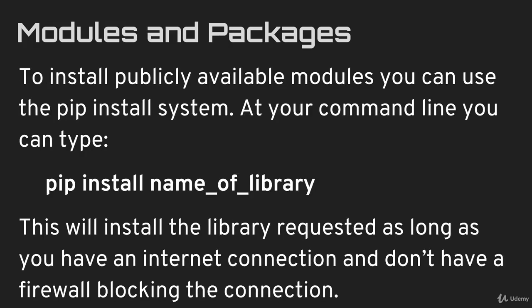To install publicly available modules or libraries, you can use the pip install system. At your command line, you can type pip install and then the name of the library you're trying to install. And this will install the library requested as long as you have an internet connection and don't have a firewall blocking the connection. This is operated using the PyPI system. So that pip install is basically going to connect to the internet and download the package to your computer.